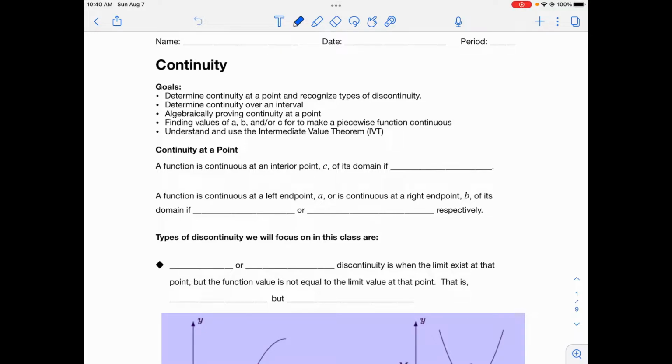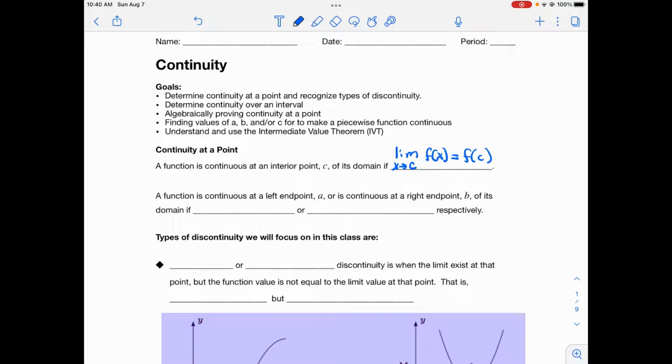A function is continuous at an interior point, which we'll call c, of its domain if the following statement is true: the limit as x goes to c of our function equals our function value evaluated at c. So if the limit as x approaches c of f of x equals f of c, then we have a continuous function at that interior point.